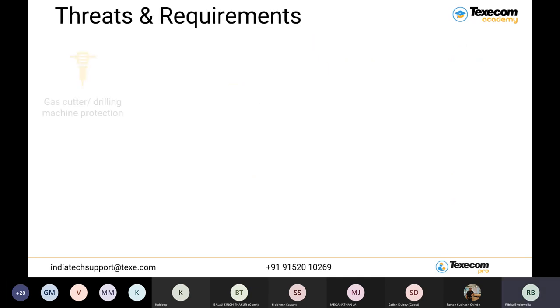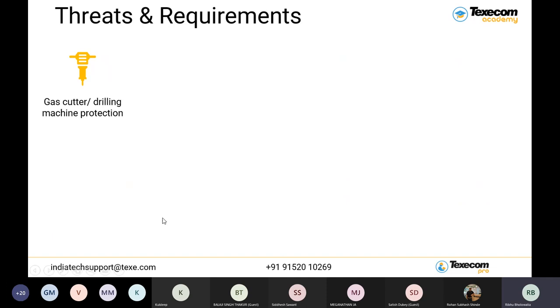Threat and requirement. So guys, as you all know, if there is a protected place, specifically as we are talking about banks and financial institutes, what all threats are there, right? How can intrusion happen in all these sites?